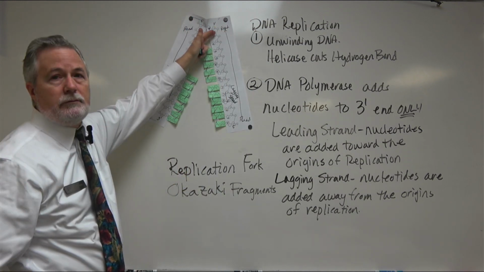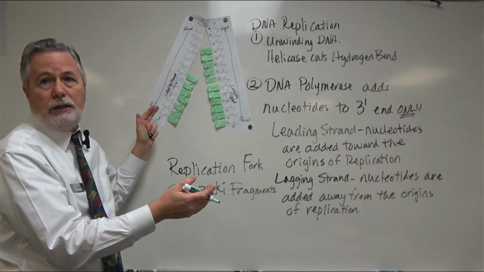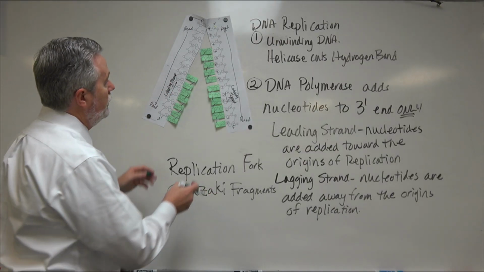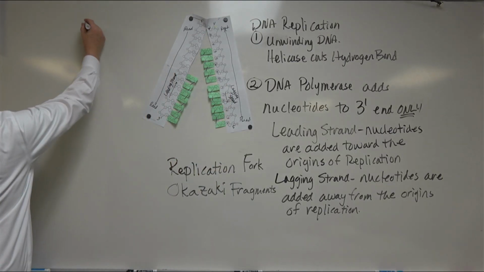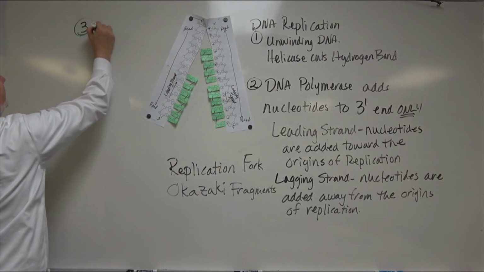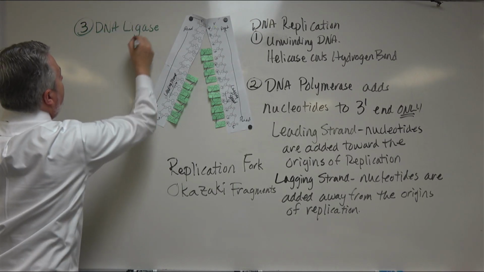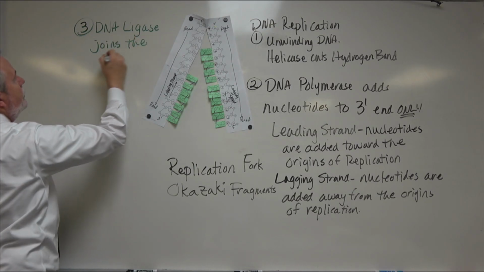All right, so there is one more thing, because on your leading strand side, we can keep going, right? And eventually we'll have another strand. One strand that's original, one strand that's complementary. But this side, we need to figure out how to join those. So the last thing you need is DNA ligase. And DNA ligase joins the Okazaki fragments.